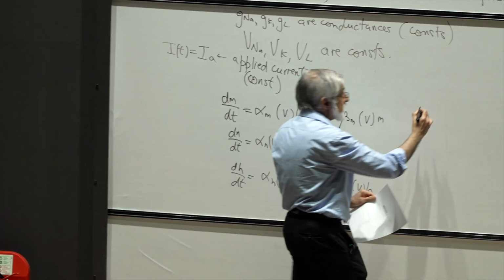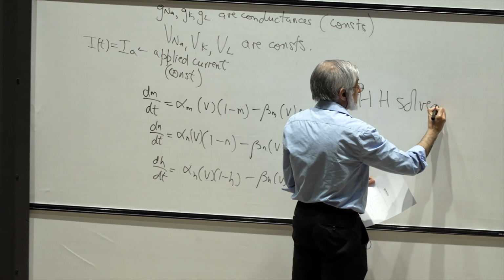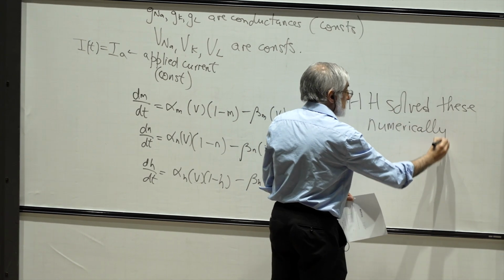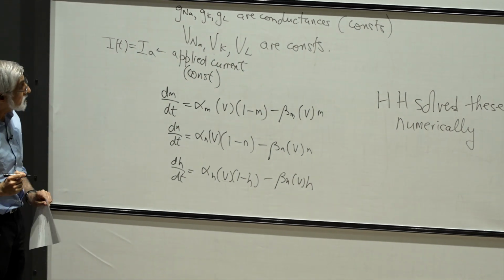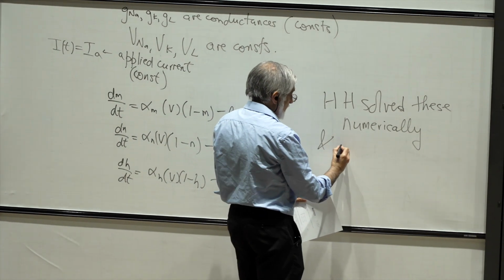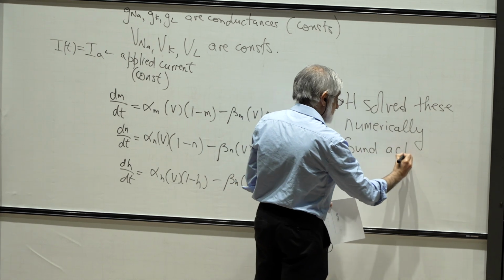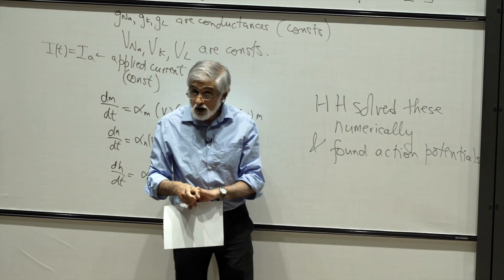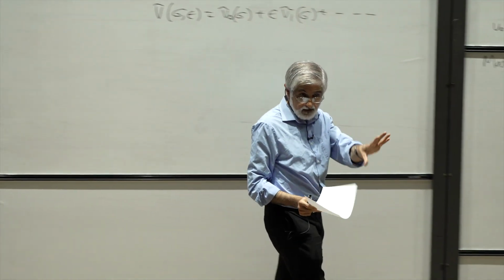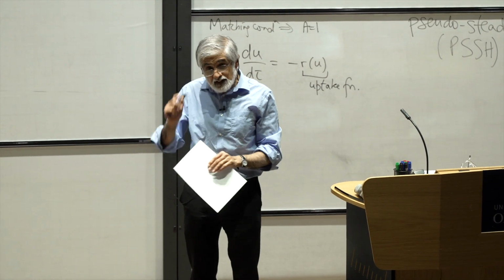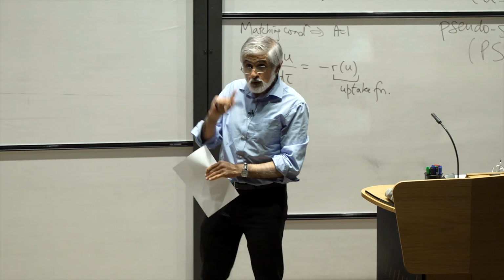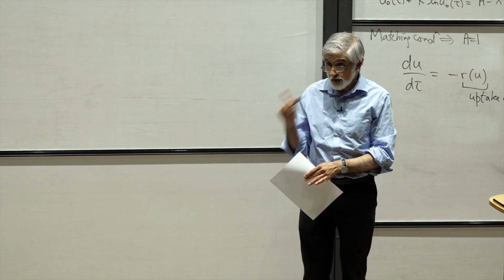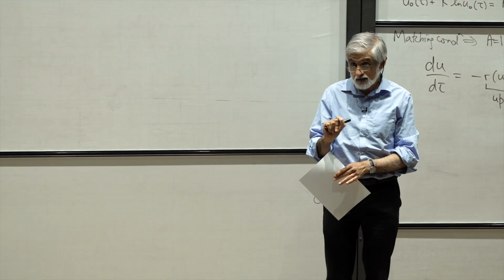Okay, and they solved these numerically. Imagine solving these in 1952, when there's very little computing power. They solved these numerically, and they found action potentials. And they matched this to the squid giant axon. Okay, so the squid, you know what the squid is? It's the giant axon of the squid. Okay, so not the giant squid axon. It's the squid giant axon. Okay, so there's no giant squids here. It's just a giant axon. Okay.